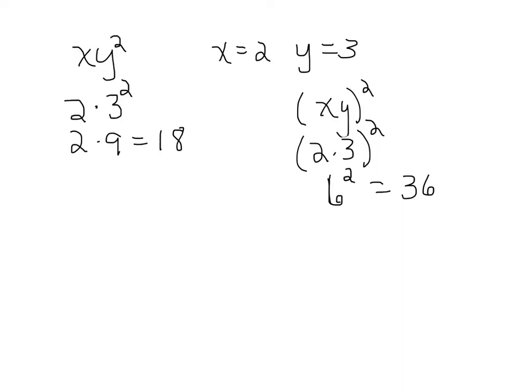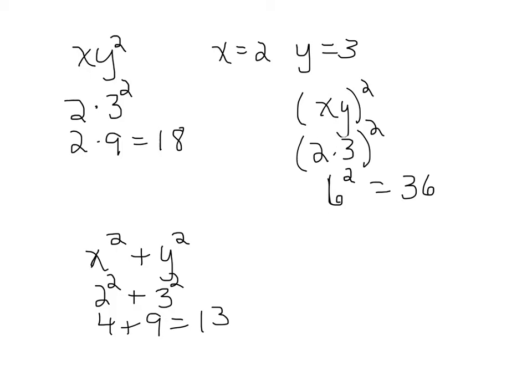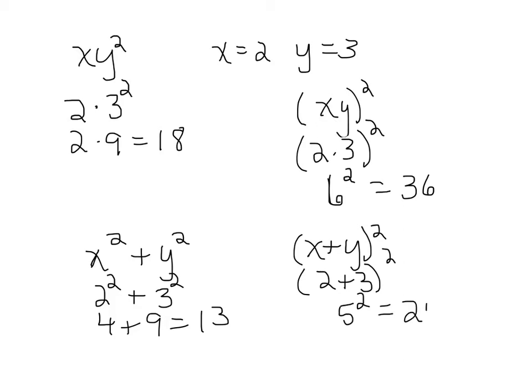If I say x squared plus y squared for those values of the variable, that means x is 2, so 2 squared, and y is 3, plus 3 squared. 4 plus 9 is 13. If that instead is (x plus y) squared, I say (2 plus 3) squared, 5 squared is 25.